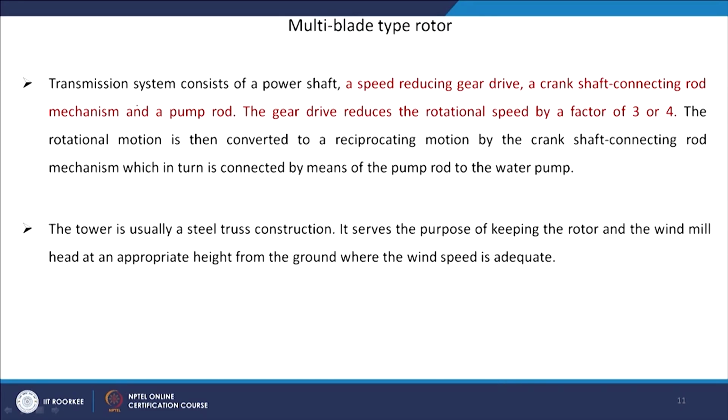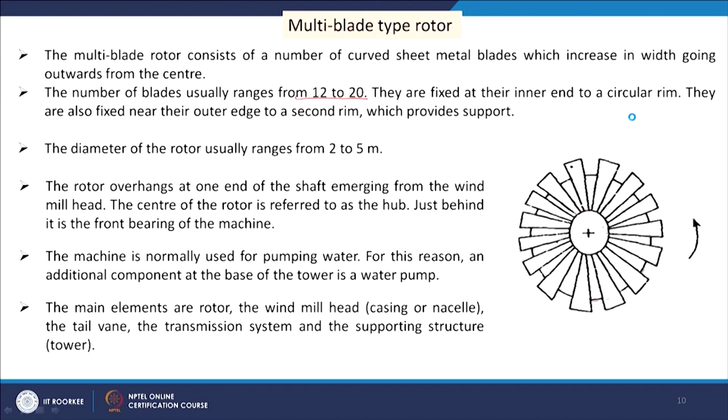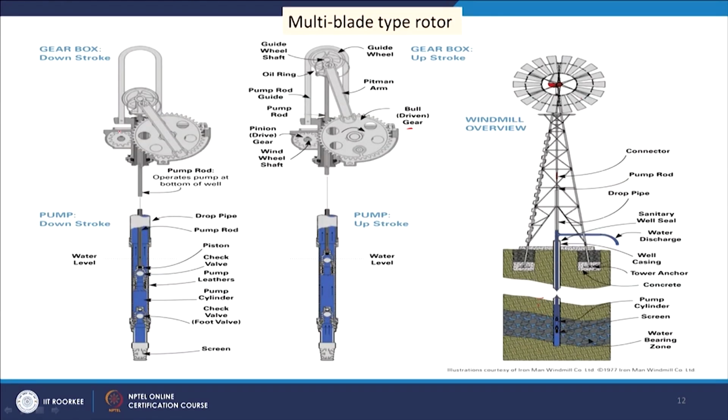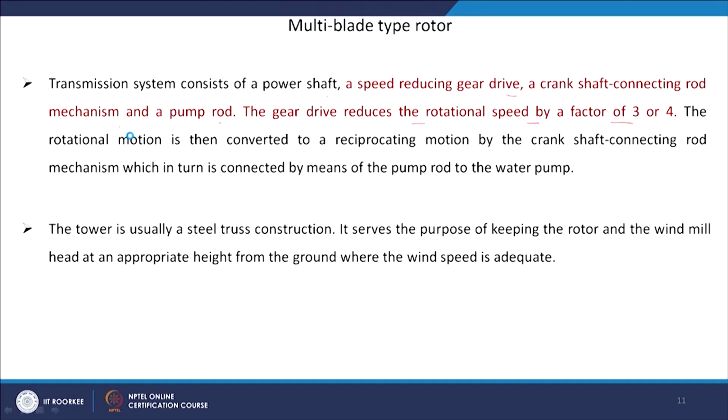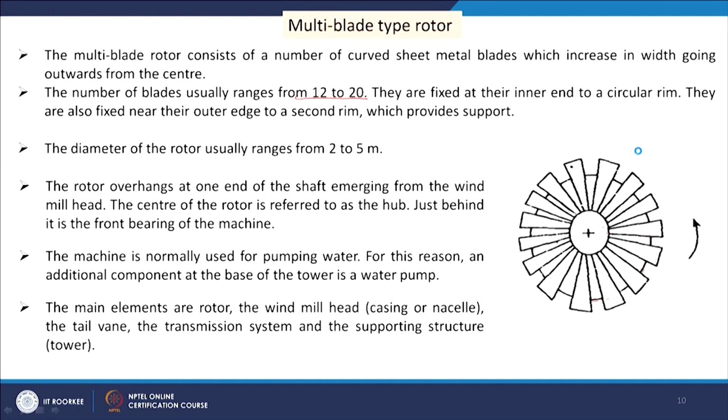As you see, the transmission system consists of a power shaft, a speed reducing gear drive, a crankshaft and connecting rod mechanism, and a pump rod. The gear drive reduces the speed by a factor of 3 to 4. This is the gear which reduces the speed by 3 to 4 times. The rotational motion is then converted into reciprocating motion by the use of the crankshaft that we have just discussed.